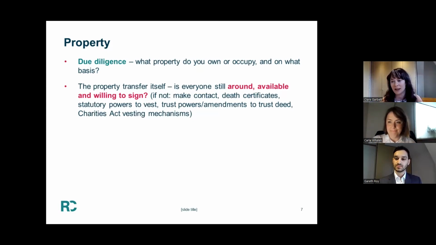Ideally, you just find the people who originally entered into the document, see if you can persuade them to sign, and then Bob's your uncle, because the people who own the property have signed the transfer. However, if people have died or aren't willing to sign, then there are various ways that you can deal with that using Trust Act and Charities Act provisions. But anyway, it's something to find out, and then something that people like us can deal with. Then moving on to my next slide.